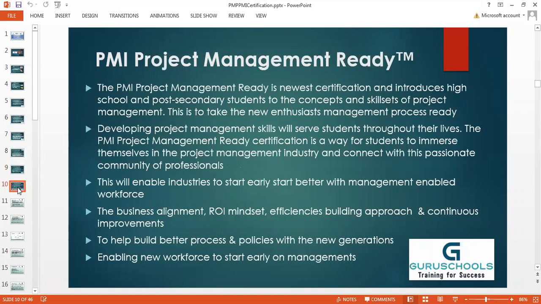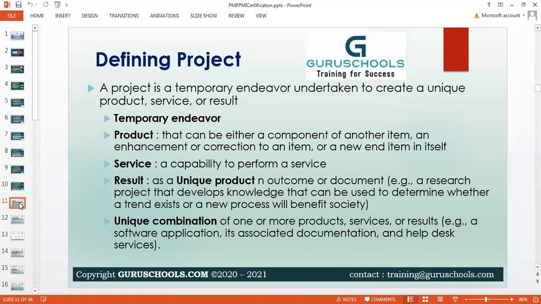Then we also talked about the PMI Project Management Ready certification. This is the most nascent certification which PMI has. It was introduced only in the last couple of years. It is specifically for undergrads and grads, so that they can start working towards the management cadre. Okay, now let's start to go deep into project management.